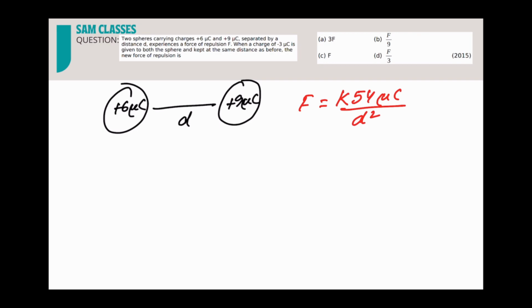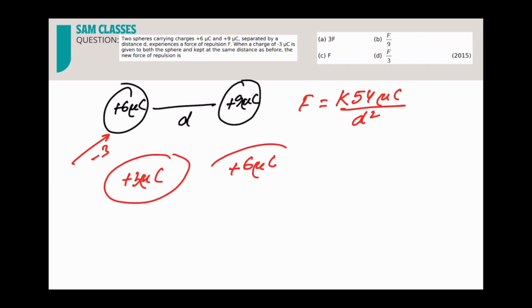A charge of minus 3 microcoulomb is given to both of the spheres, which are kept at the same distance as before. What is the new force of repulsion? The moment we add a charge of minus 3 to both of them, this will become plus 3 microcoulomb and this will become plus 6 microcoulomb. So there is a net reduction in the total charge. So this F dash will be nothing but F into 18 microcoulomb by, because you have kept the d square same, correct?